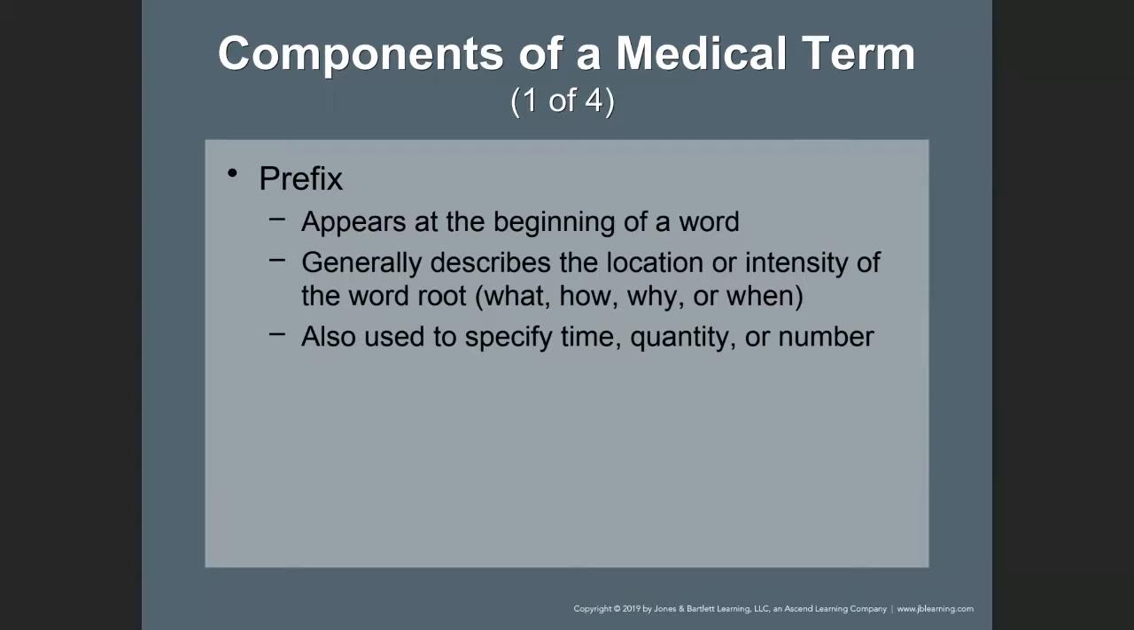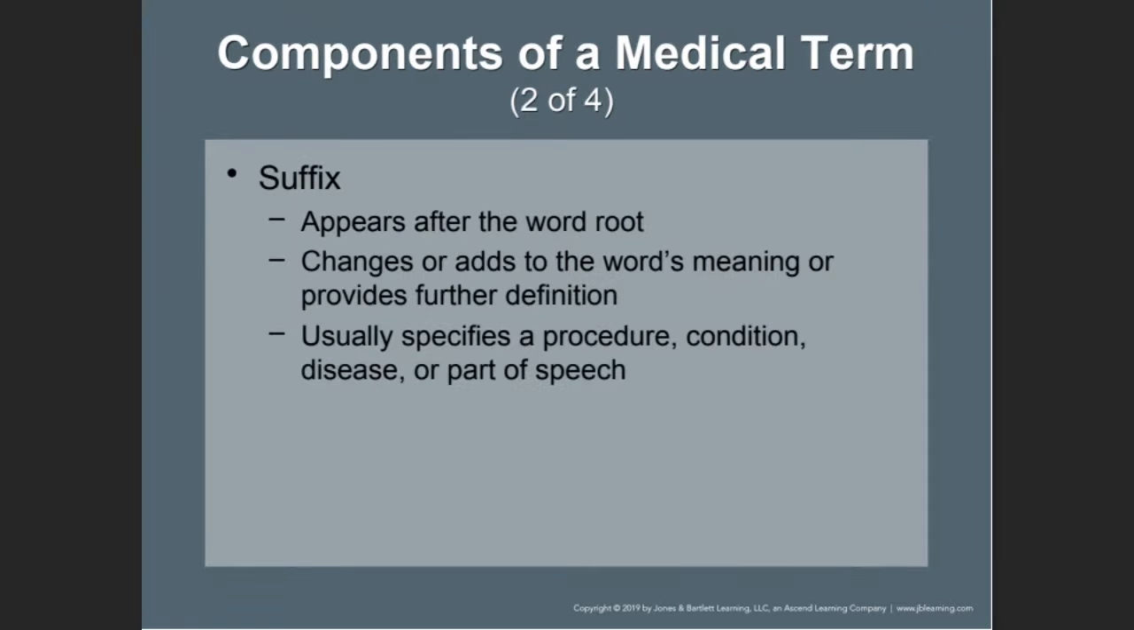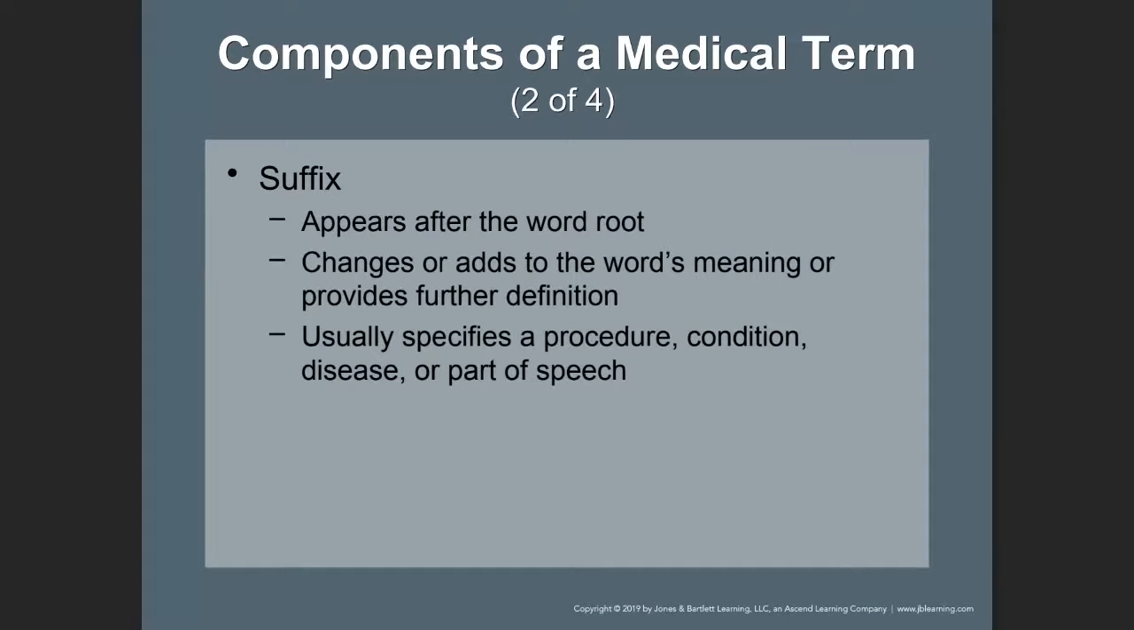Prefix appears at the beginning of a word. It generally describes the location or intensity of the word root. It will determine what, how, why, or when. Also used to specify time, quantity, or number. Suffix appears after the word root, so the prefix is at the beginning, suffix is at the end. Changes or adds to the word's meaning or provides further definition. Usually specifies a procedure, condition, disease, or part of speech.